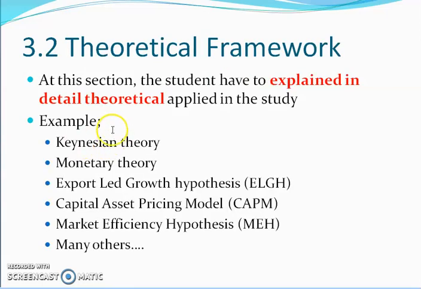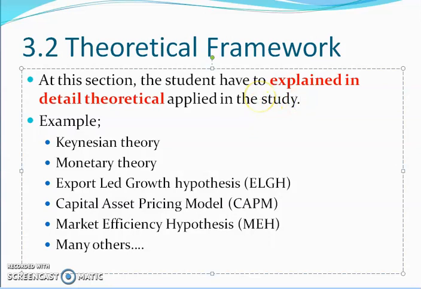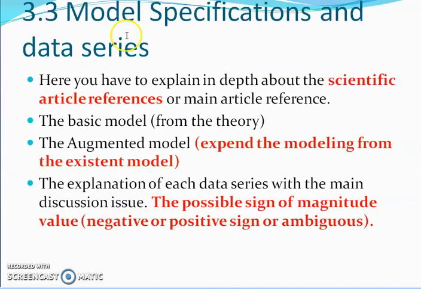right? While for the theoretical framework, in this section the student has to explain in detail the theory applied in the study. Well, in this part, examples of theoretical frameworks that an economics student might use are the Keynesian theory, monetary theory, export-led growth hypothesis, capital asset pricing model, market efficiency hypothesis, and many others, right?